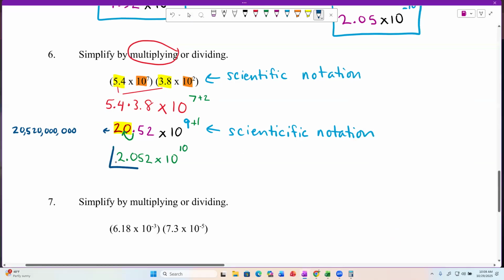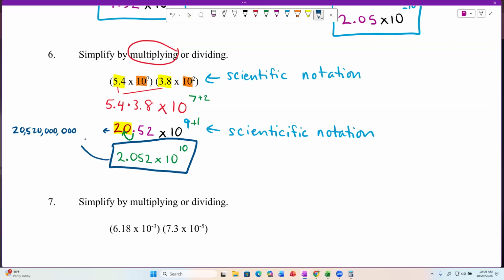But this one is in scientific notation, the 2.052, because in front of our decimal point is a single digit. We're not allowed to have two digits in front of our decimal point in scientific notation. And this was the same number. So because those were the same, this one's in scientific notation, that's my answer.